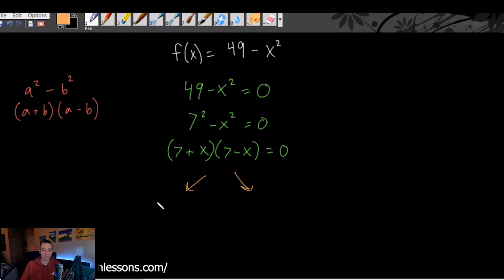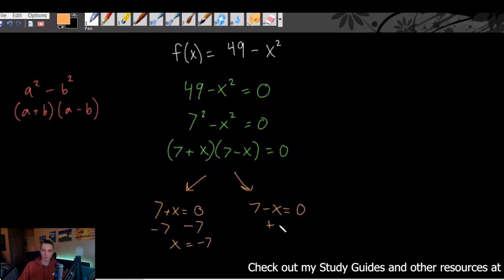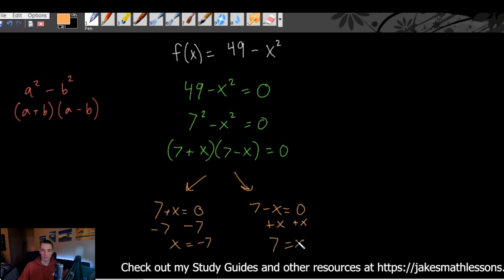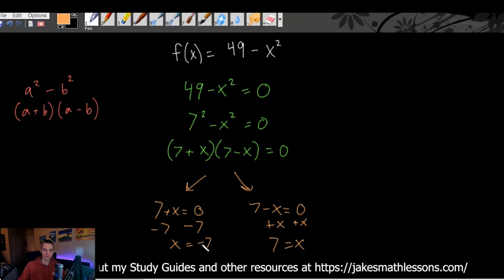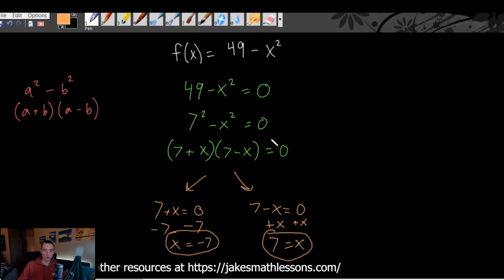So basically we can say 7 plus x equals 0, solve that equation, and then 7 minus x equals 0 and solve that equation. Solving this one, we would just subtract 7 from both sides, giving us x equals negative 7. For this one, we can just add x to both sides, giving us 7 equals x. So if x equals positive 7 or x equals negative 7, the original equation as a whole is going to equal 0, meaning x equals 7 and x equals negative 7 are the zeros of this original function that we had.